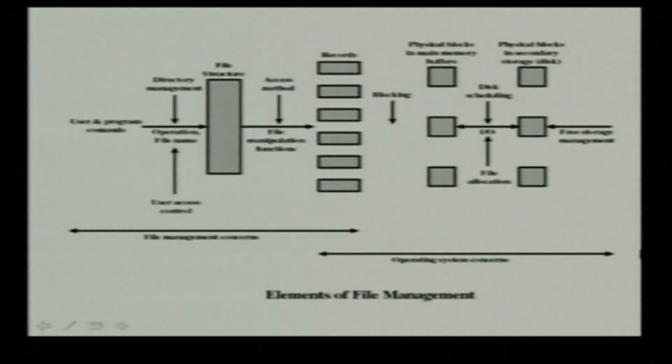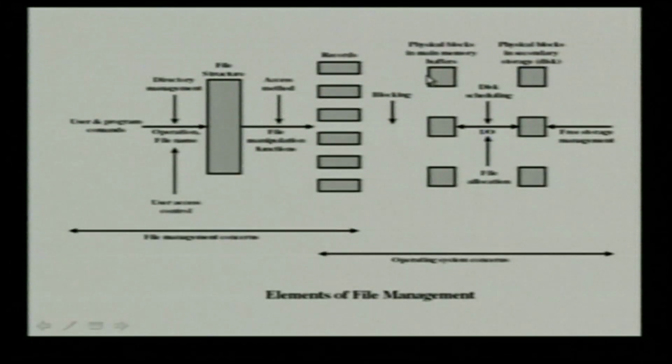But as far as the operating system is concerned, it does not see records, it sees only blocks. So, here you do the blocking. Here you have free storage management. This is the physical memory in physical blocks that are available in the secondary memory. This is physical blocks that are available in the main memory.